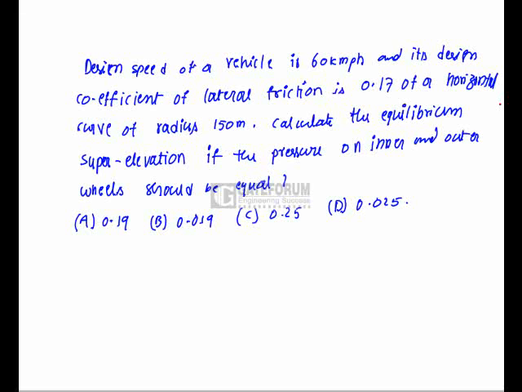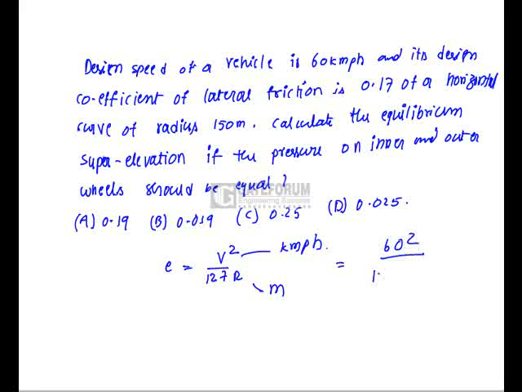The design speed of a vehicle is 60 km/h and its design coefficient of lateral friction is given, for a horizontal curve of radius 150 meters. Calculate the equilibrium super elevation if the pressure on inner and outer wheels should be equal. Super elevation is equal to V square by 127 R, where V is in kilometers per hour and R is in meters, that is equal to 60 square by 127 into R, where R is 150 as given, that is equal to 0.19. We get the value of 0.19, so option A is correct.